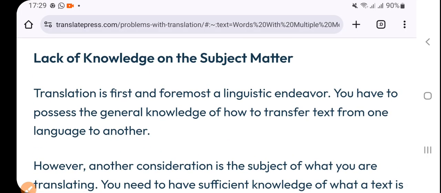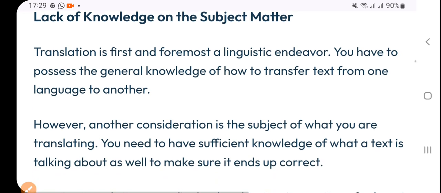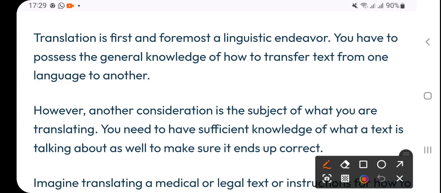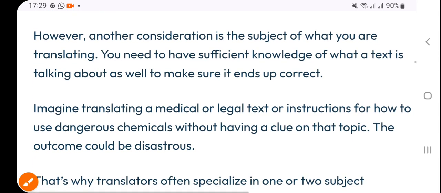Now, lack of knowledge on the subject matter is very important. Translation is first and foremost a linguistic endeavor, right? So you have to possess general knowledge of how to transfer text from one language to another. Not only language but subject knowledge is also an important part of the translation.